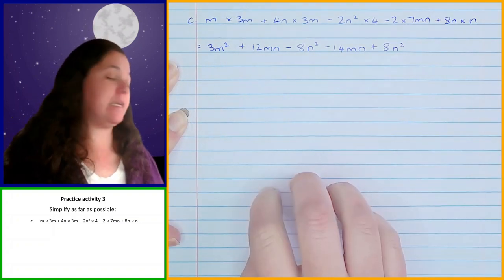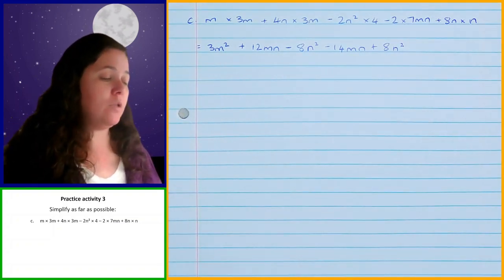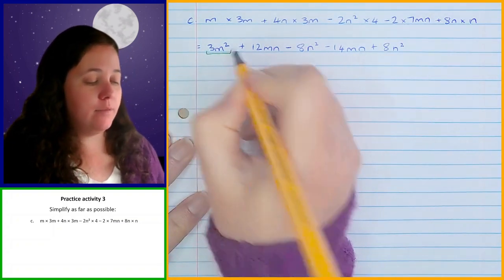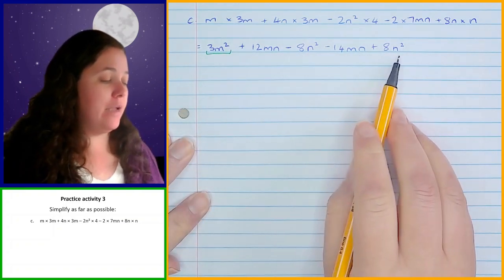Okay, so now let's identify our like terms. So I've got over here 3m squared. And there are no other m squareds.